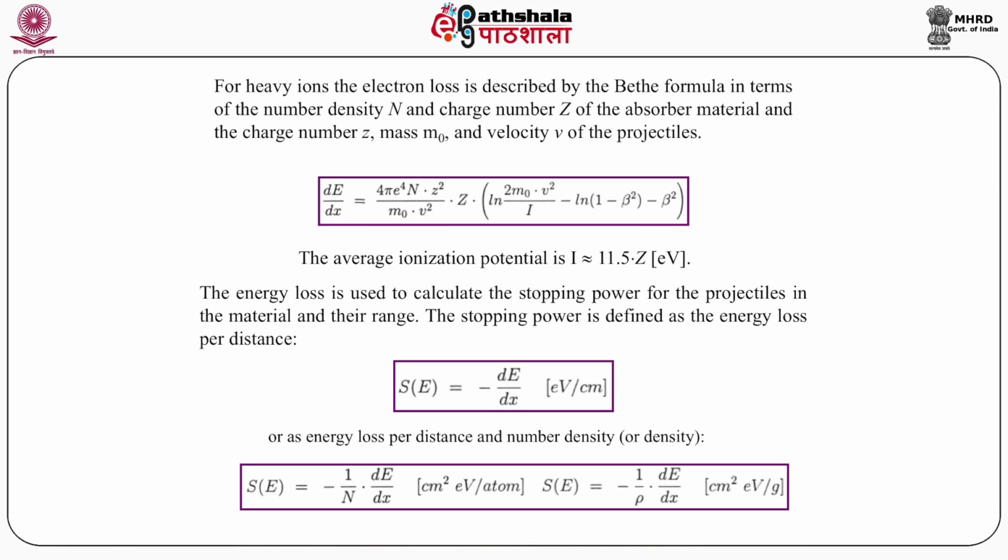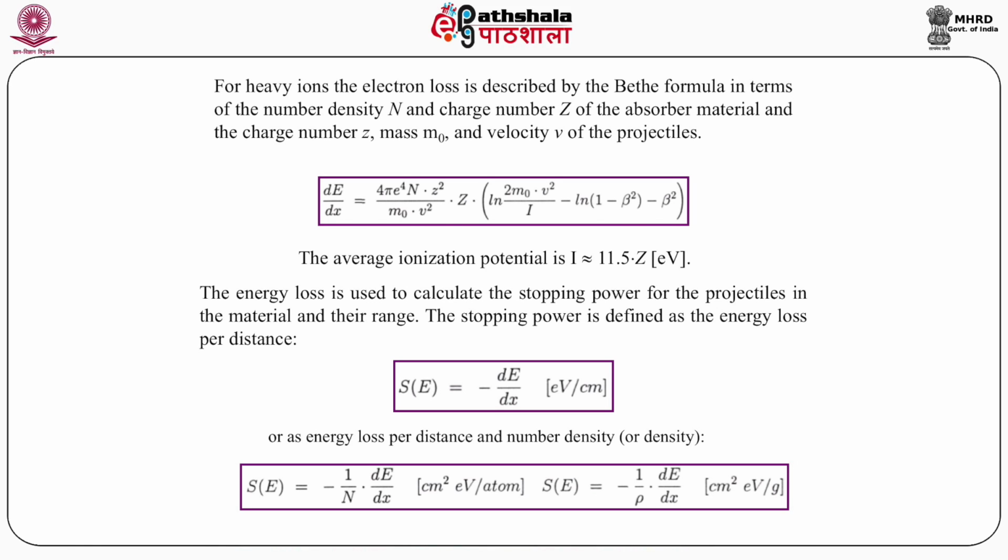The energy loss is used to calculate the stopping power for the projectile in the material and their range. The stopping power is defined as the energy loss per distance, S equal to minus dE by dx, or as energy loss per distance and number density, or the density, is given by this expression.